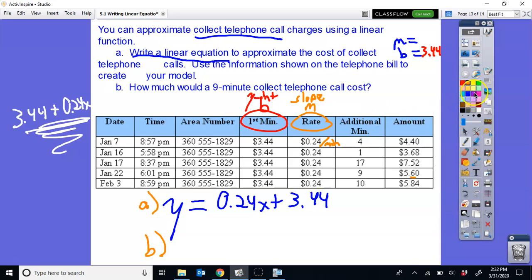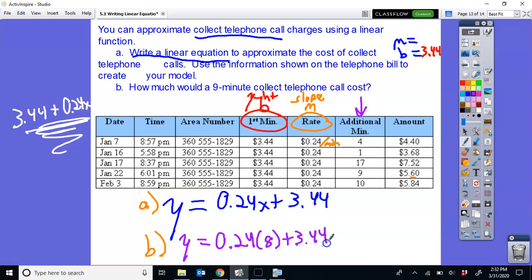Pay attention right here. What does the wording say? That's the additional minutes. Pay attention right here. You pay $3.44 for the first minute, no matter what. The 24 cents a minute is after you've paid for the first minute. So really, to do part B, you actually have to plug in for a 9-minute telephone call. You plug in 8.